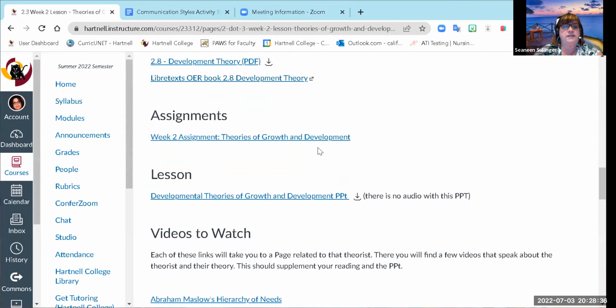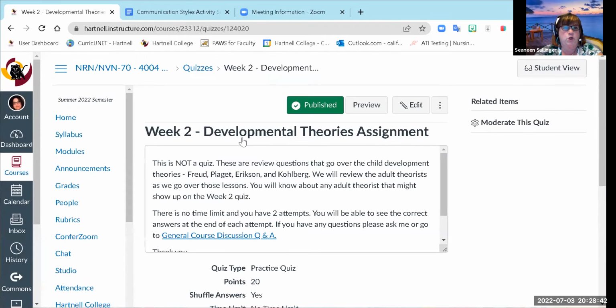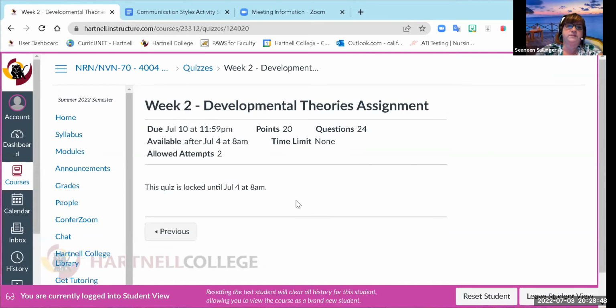Also, there is an assignment. It's technically a quiz, but it's not a quiz. It's not graded. So when you go into it, hopefully it takes me, oh, it says it's locked.